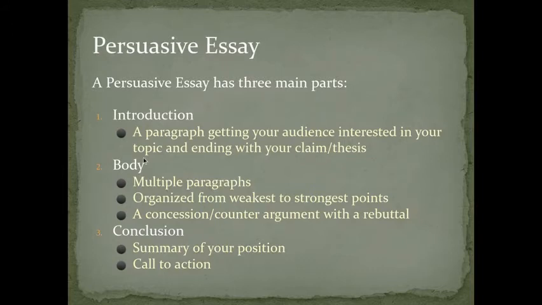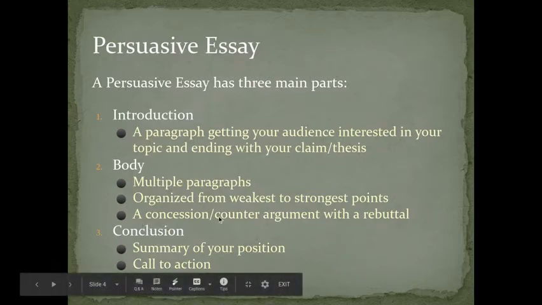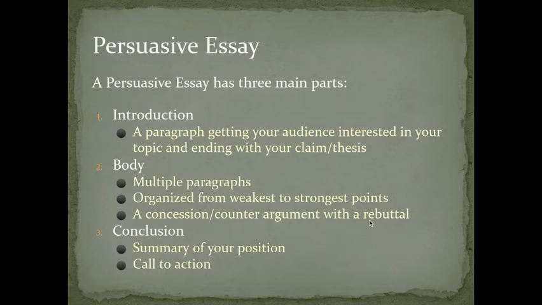Okay. And then you have your body paragraph, and this is multiple paragraphs. A typical persuasive essay has 3 body paragraphs. Those body paragraphs are organized from weakest to strongest. So you're going to start with your weakest argument, and you're going to end with your strongest argument. And then your last paragraph in your body should be a concession or counter argument where you talk about the other side, and your rebuttal, which is why that other side is wrong.